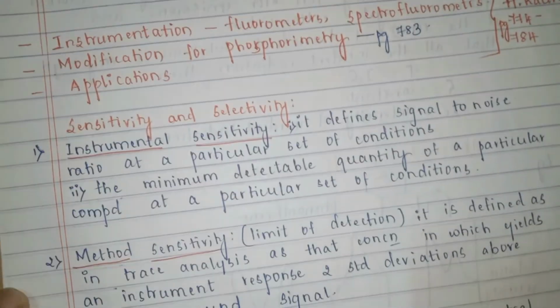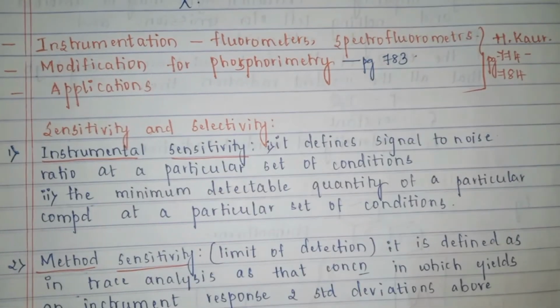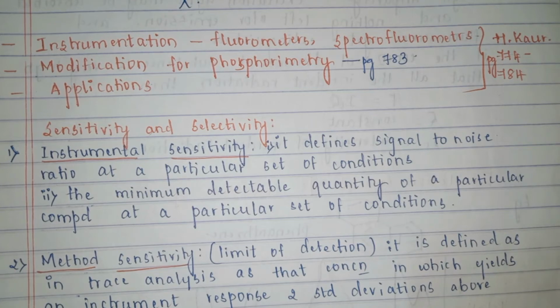The next concept is called sensitivity and selectivity. The meaning of sensitivity and selectivity is that we try to understand how sensitive the instrument is for these recording phenomena. When we speak about sensitivity, it is to what concentration the instrument is sensitive. Selectivity means what kind of molecules can actually fluoresce. This is what we can see.